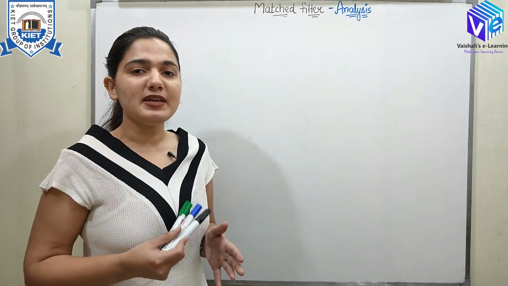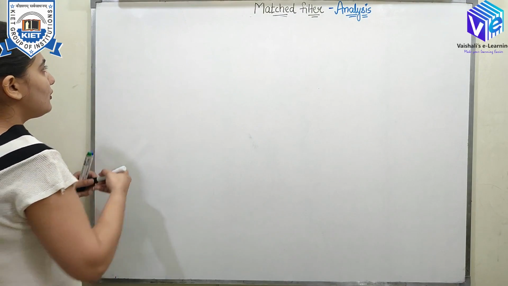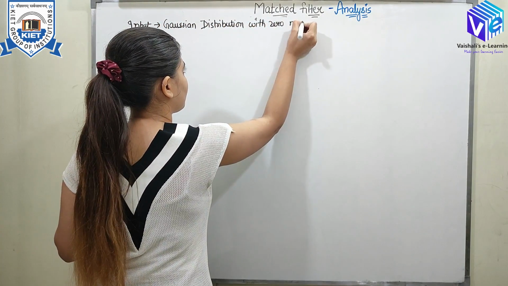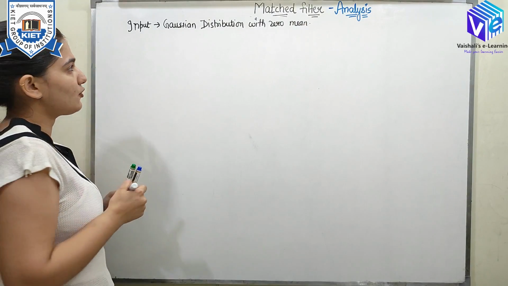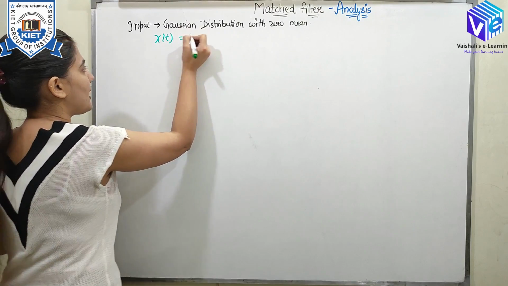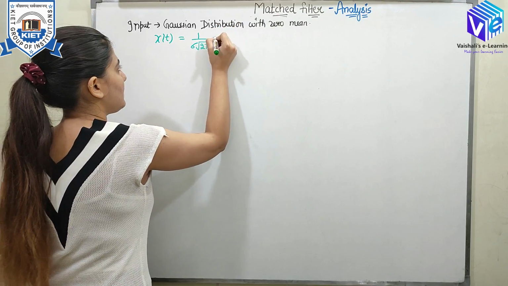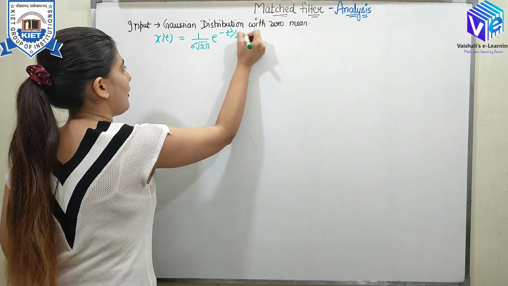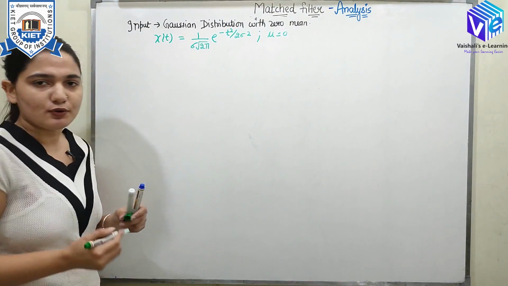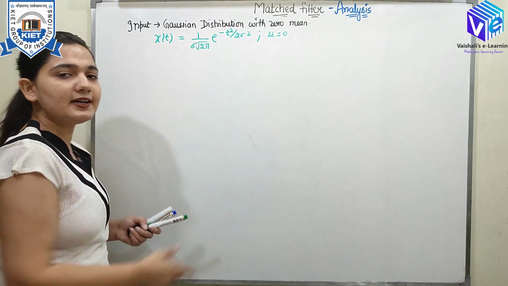I am taking the mean of the Gaussian distribution to be 0 to simplify the calculations. So the input is the Gaussian distribution with 0 mean. I can write the input as x(t) is equal to 1 upon sigma under root 2 pi e raised to power minus t square upon 2 sigma square, because I took mean to be 0, so mu is 0. So t minus mean would be 0, so it is directly represented as t square.